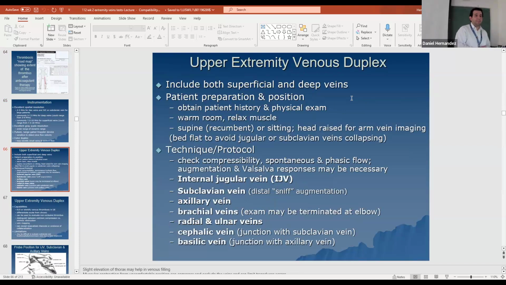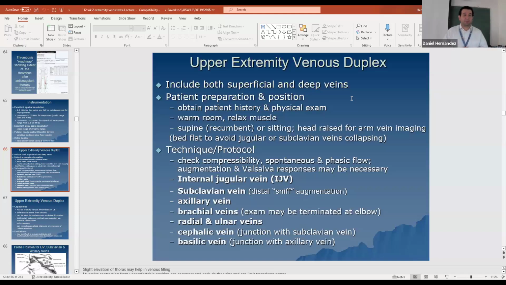So upper extremity exam. We include both the superficial and deep veins when we're talking about the arms. Patient preparation. Again, we want the room nice and warm, relax the muscles. We have the patient supine or even sitting, the head raised for the arm vein imaging. We can have the bed flat if we notice that some patients might have jugular or subclavian vein being collapsed. If we flatten the bed down or even lower the head down, that will help prevent the jugular and subclavian veins from collapsing.